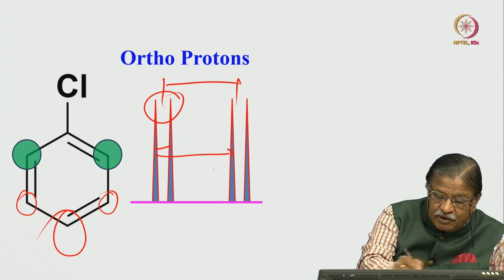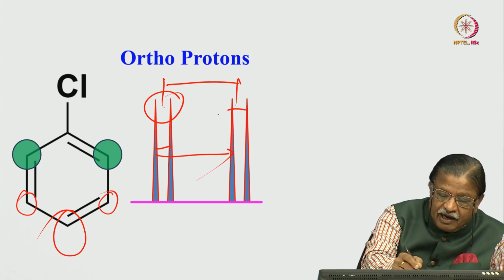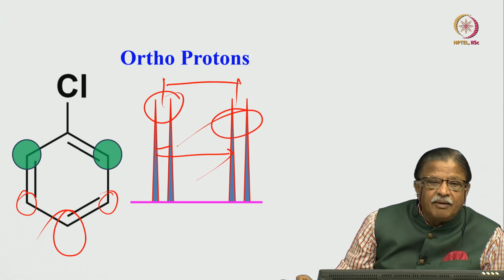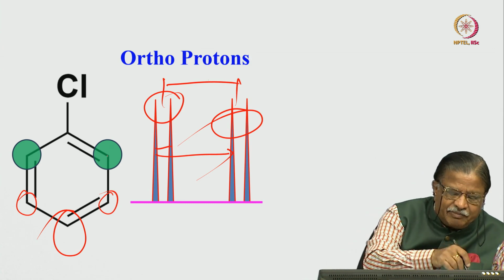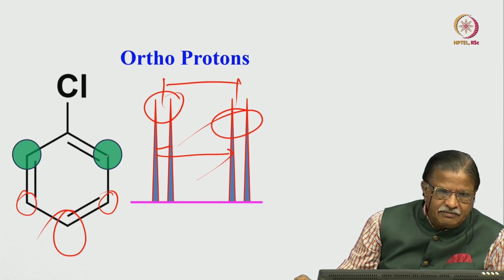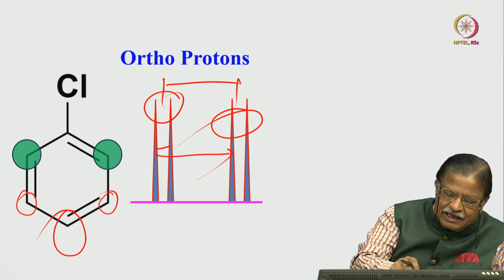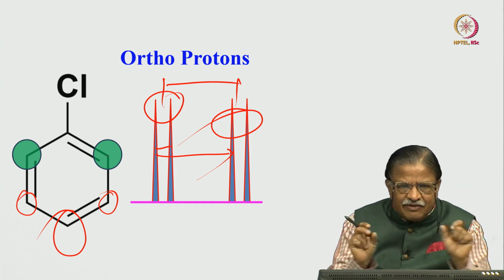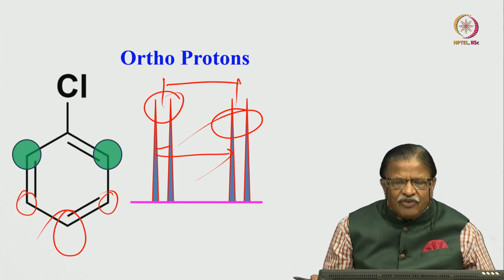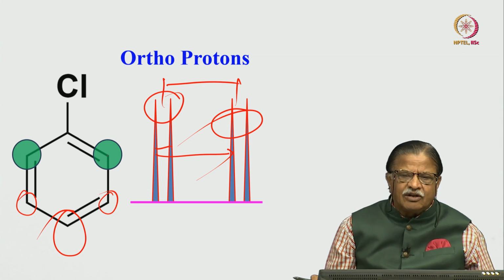Larger separation corresponds to ortho coupling, smaller separation corresponds to meta coupling. I am sorry, meta coupling with this, correct, meta coupling for these two ortho protons. So, if I have a monosubstituted benzene and you get a pattern like this, a large doublet and each line of it is a doublet of doublet, fairly you can assume they are ortho to the substituent.